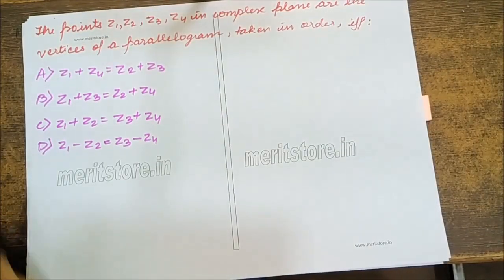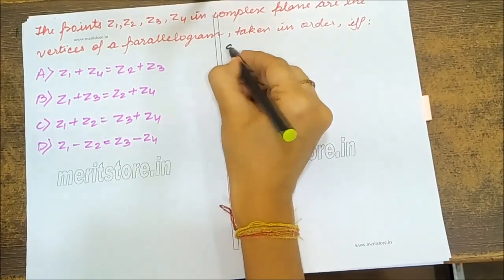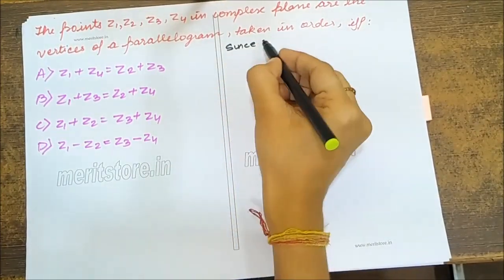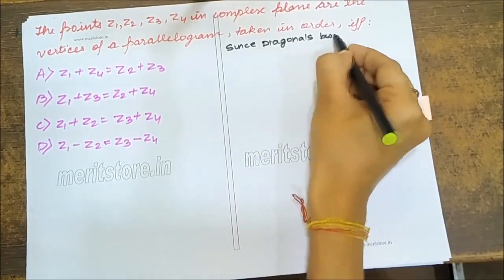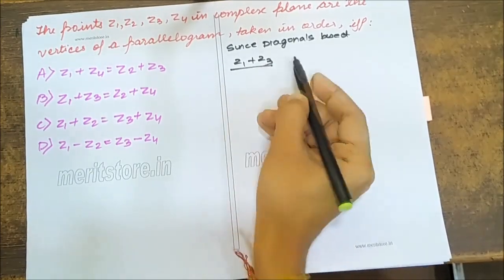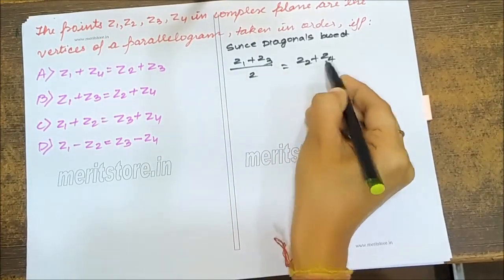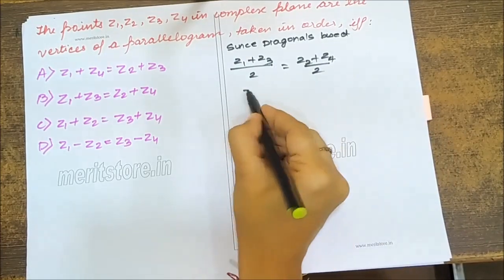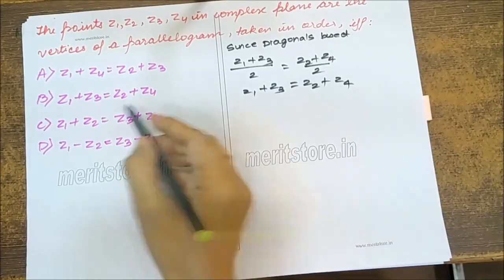The points z1, z2, z3, z4 in the complex plane are vertices of a parallelogram taken in order. Now since the diagonals bisect each other, I would say z1 plus z3 upon 2 will be equal to z2 plus z4 upon 2. So z1 plus z3 is equal to z2 plus z4. Your answer is B.